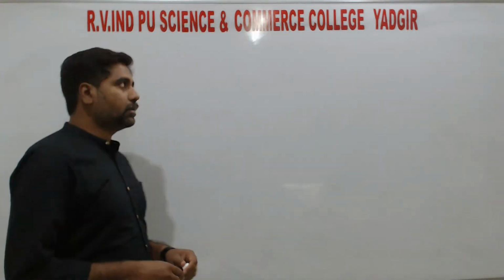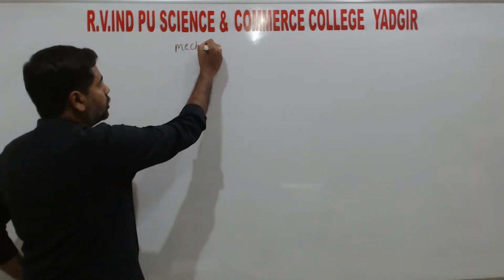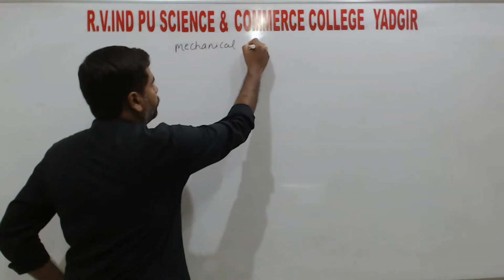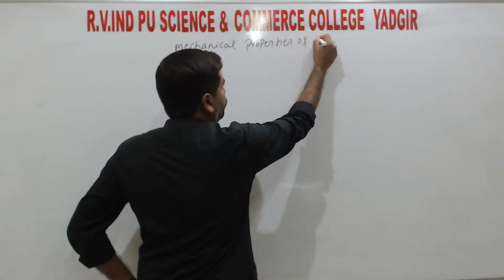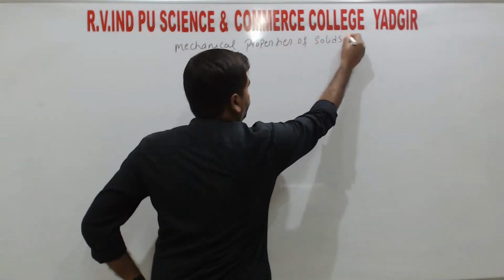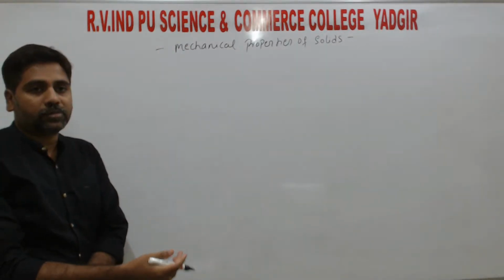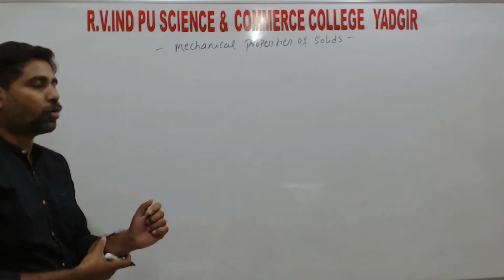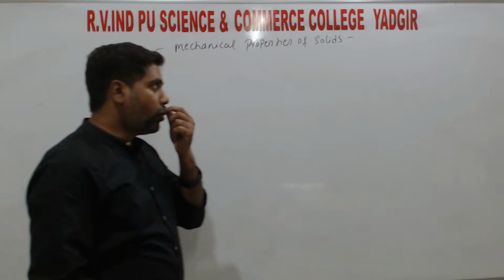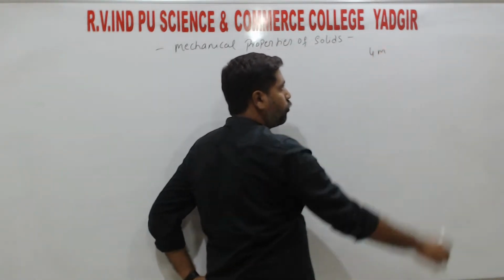Good afternoon, students. Today we start with the new chapter, that is mechanical properties of solids. This chapter comes under the second volume. Second volume, first chapter, that is mechanical properties of solids. For the board exam, the marks allotted for this chapter is 4 marks.